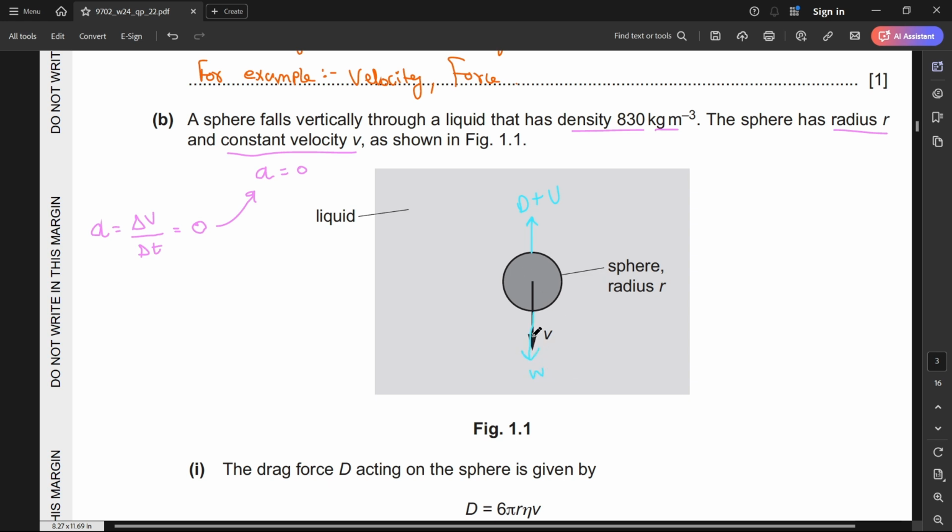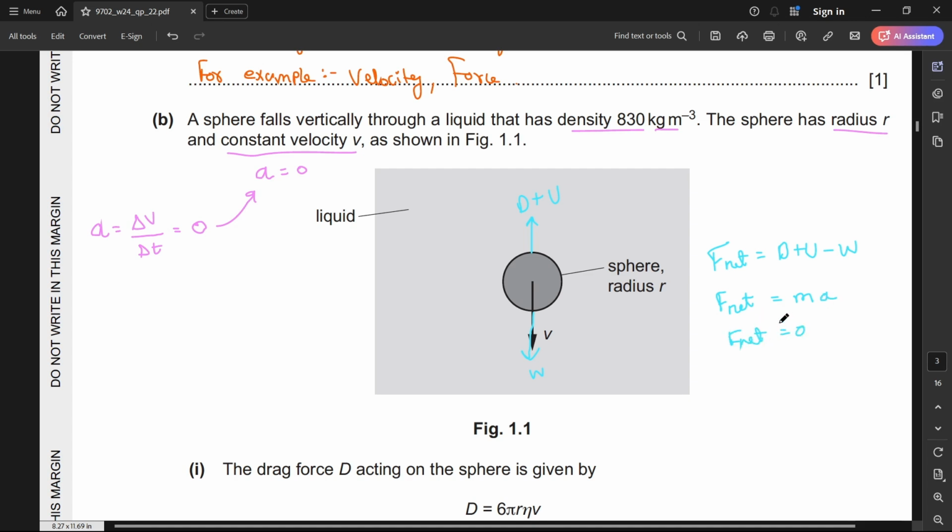So according to this, if I need to find the net force acting on the body, my F net will be the positive forces, d plus u, and the negative force, because it's acting in the opposite direction, the downward direction, that will become minus w. So my F net is given by this, and according to Newton's second law, we know that F net is equal to 0. Why 0? Because F net is equal to ma, and because acceleration is 0, my F net is 0.